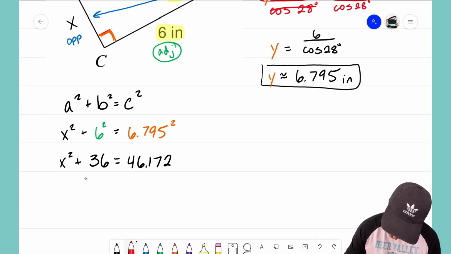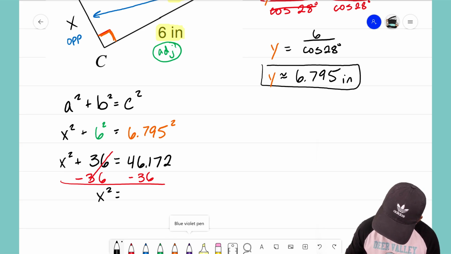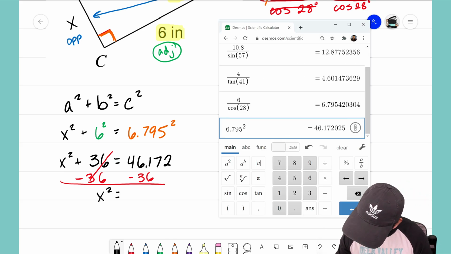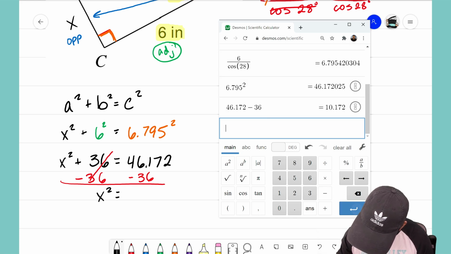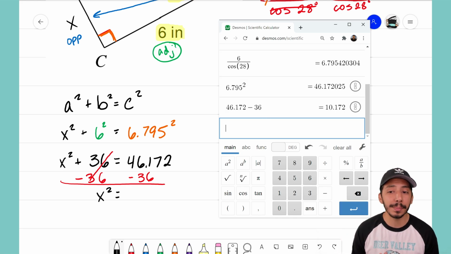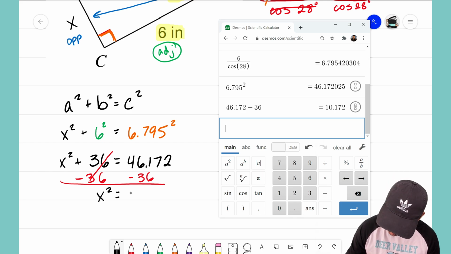So we will need to subtract 36 from both sides. I do that, the 36s cancel, so I'm left with x squared. Let's go ahead and use this answer here and subtract 36 from there. And we see that x squared is approximately 10.172.